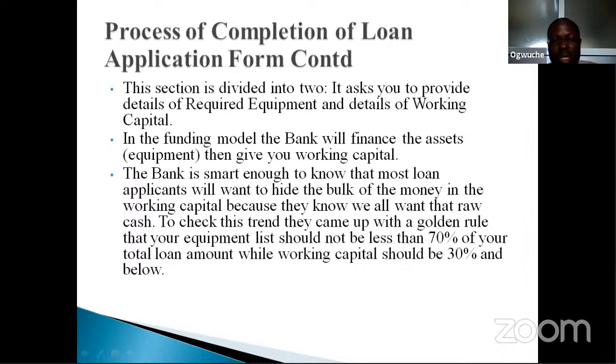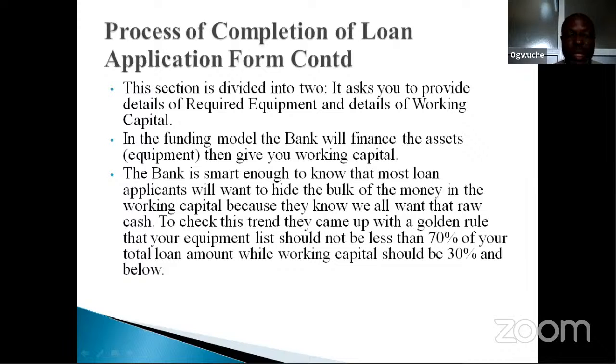And then the working capital, the bank is going to support you up to 30%. Which means if you are taking 10 million, 3 million will go for the working capital. That is how the bank structured the loan. So the bank is not going to give you the entire 10 million naira to go and do what you want to do with it.